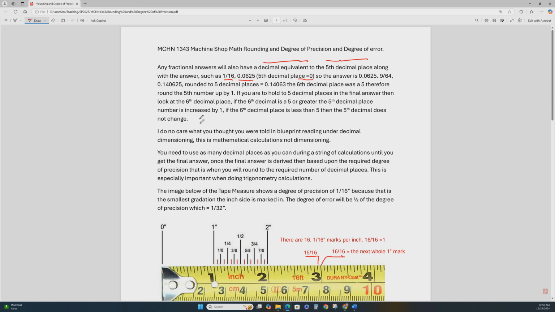Again, my advice when you're doing trigonometry calculations and a long string of calculations is you use as many decimal places as you can possibly stomach until you get to the final answer. Then you can round your final answer. If you start throwing away stuff and you start compounding your answers before you get to the final answer, you may be off.